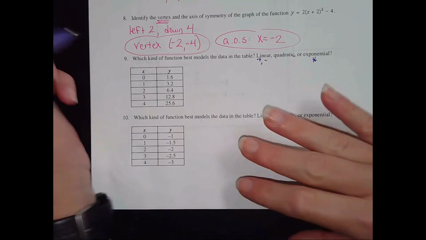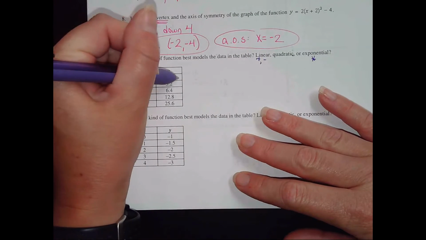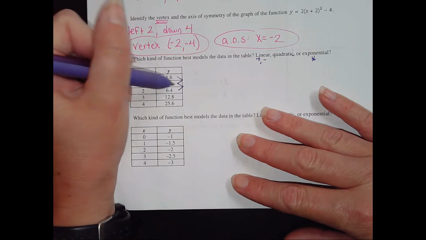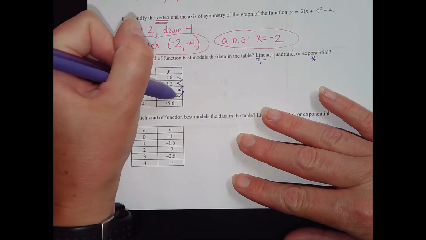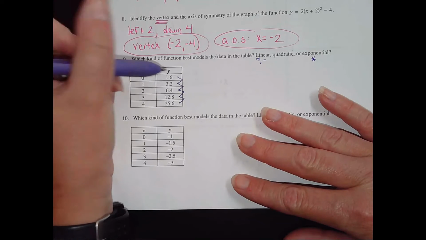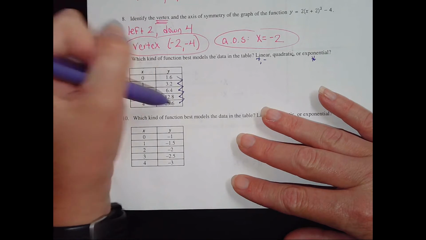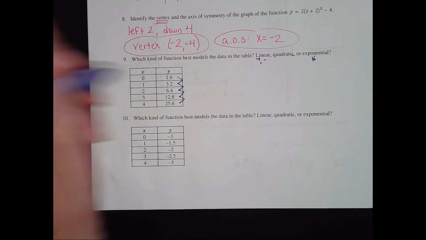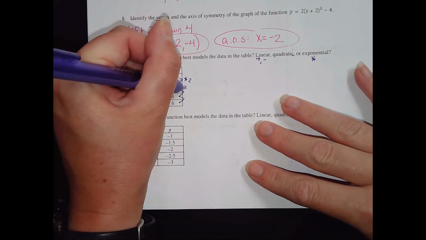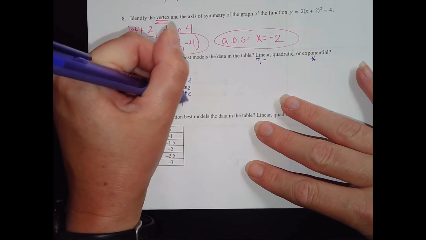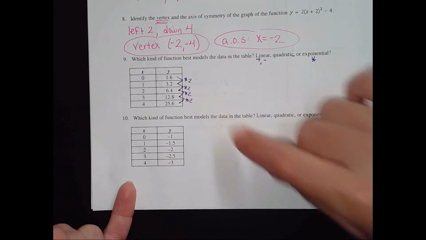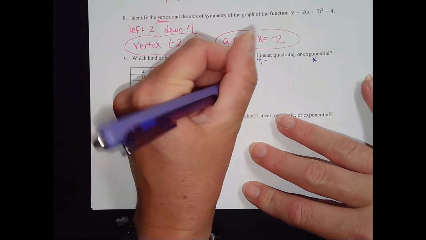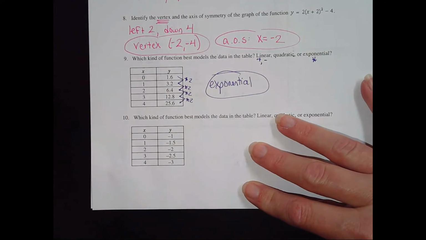So for number 9, if you have 1.6 to 3.2, and 3.2 to 6.4, 6.4 to 12.8, and then 12.8 to 25.6. How are we getting from one number to the next, Allie? What is it? Timesing by 2 every single time. So if we are multiplying by 2 every single time, that means that this is exponential. Any questions?